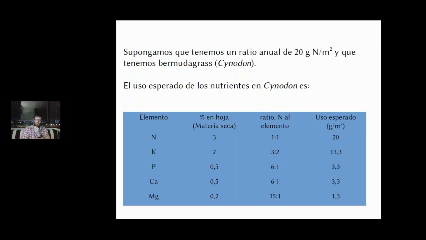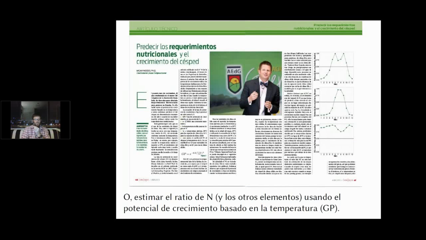That's if we already know how much we're going to apply, but there's another way we can estimate this. We can use something called the temperature-based growth potential, and I've written a couple of articles about this. This is one from, I believe, the April 2013 issue of Greenkeepers magazine, which is also in the handouts, and you can download it. And in English, I've also made a different article about this topic available for download. So if you, for some reason, don't have any idea how much nitrogen to apply, you can quickly calculate a rough estimate using growth potential.